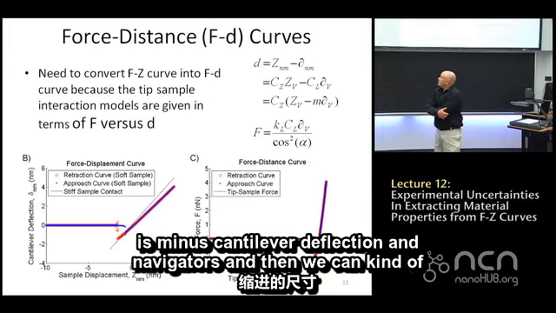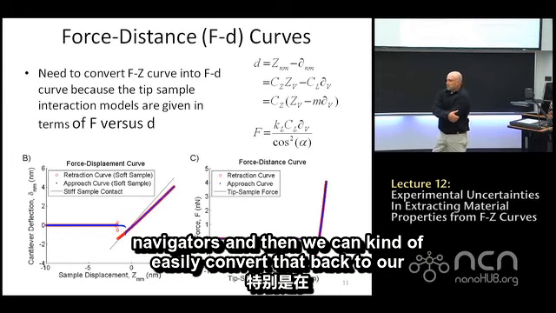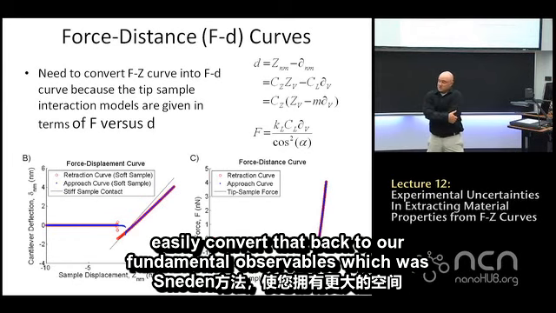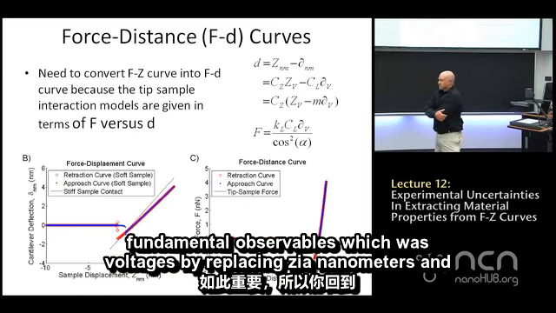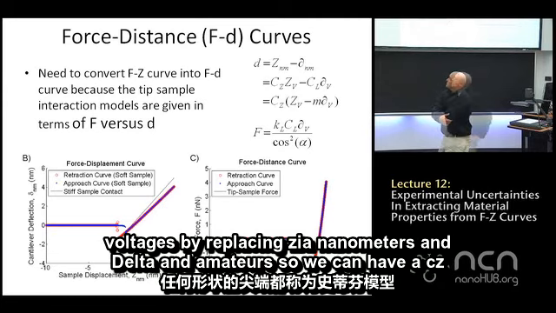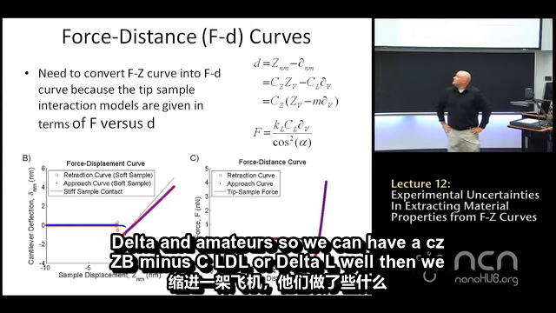And then we can easily convert that back to our fundamental observables, which were voltages, by replacing Z in nanometers and delta in nanometers. So we can have CZ times ZV minus CL times DL, or delta L.